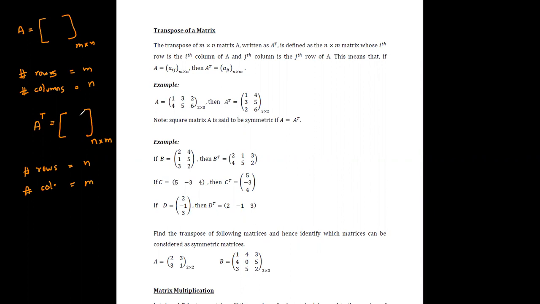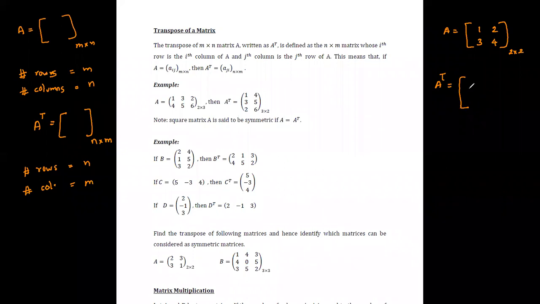Now we will see how we can obtain the transpose of a matrix. Take this example: suppose A is a 2 by 2 matrix with elements 1, 2, 3, and 4. To obtain the transpose of this matrix, I have to convert the columns into rows, or rows into columns. Simply, I will convert the rows of this matrix into columns, and then it will give us the transpose of the matrix.